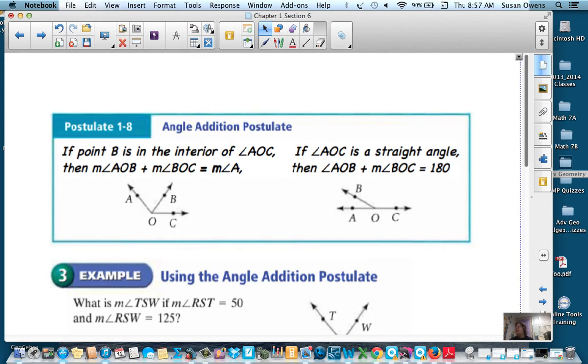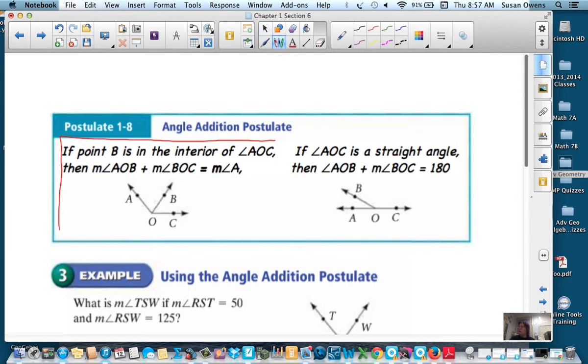The next thing I have is the angle addition postulate. I write it exactly the way it's in the book so that you see it, but I am going to ask you not to actually use part of this because if you do, you end up making a lot of mistakes. So I would prefer, and if you just want to write this one in your notes only, I would suggest that you do that. I would only write this one.